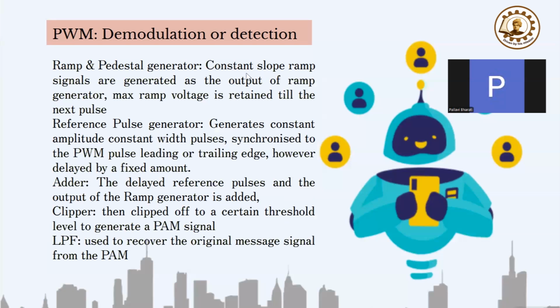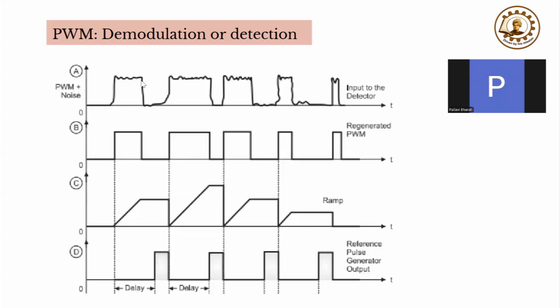Let us see how this is going to happen. First, let us see this part. This is your PWM plus noise. At the top you can see it has some harmonics, which are the noise, so it is getting removed. So this is the regenerated PWM.